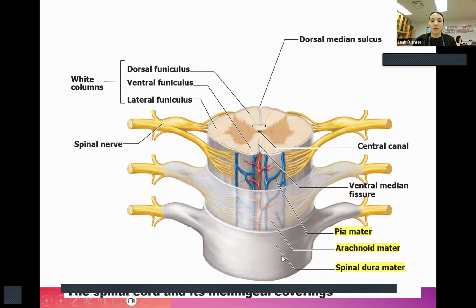We have our spinal dura mater, arachnoid, and then pia. So it follows that same order that we have in our brain. Dura, arachnoid, pia, with the dura being the most superficial. We have our white columns, which are just the white areas. We have our dorsofuniculus, ventrofuniculus, and then lateral. So again, knowing the orientation of the structure or model that you're looking at is super important.